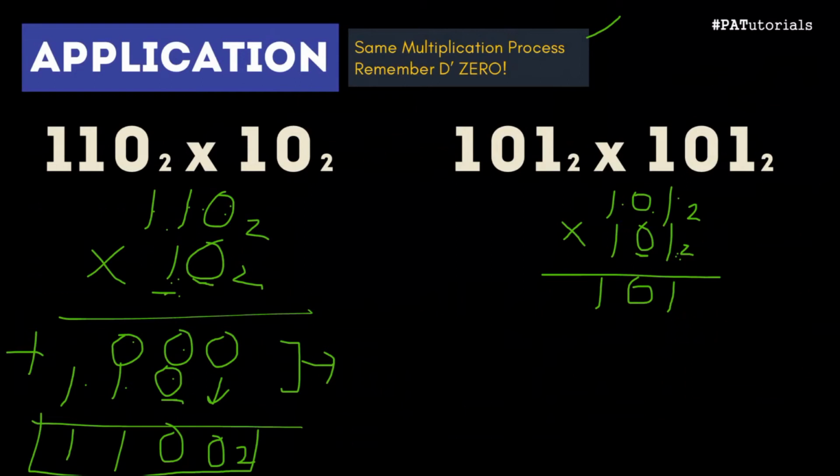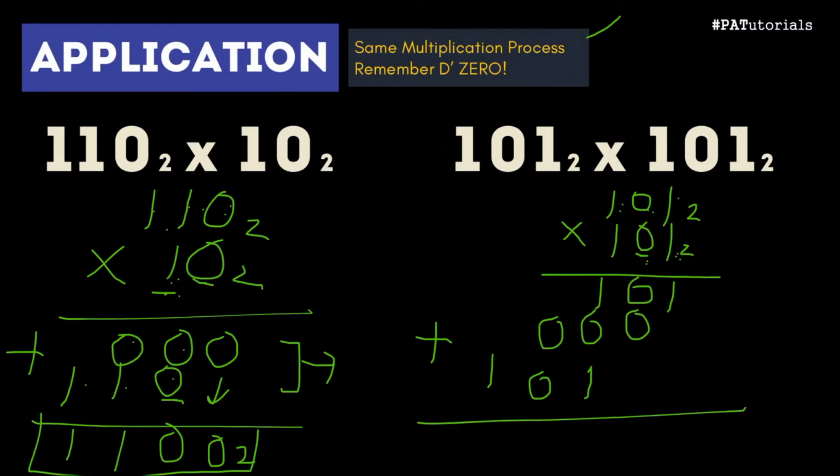Now, on the second column, that would be 0 times 1 is equal to 0. 0 times 0 is equal to 0. Then 0 times 1 is equal to 0. Now, on the third column, that would be 1, 0, and then 1. Okay? So, add lang natin lahat yan.